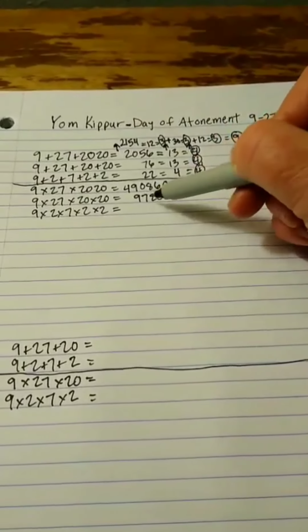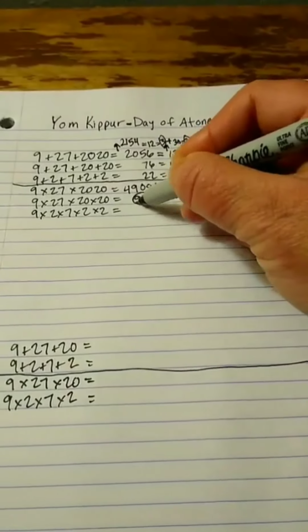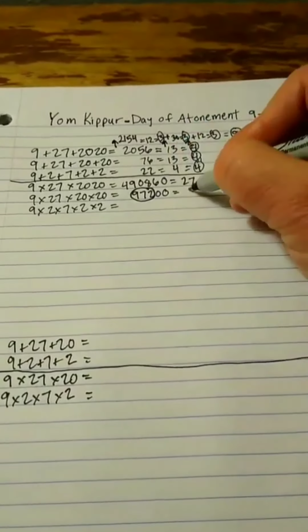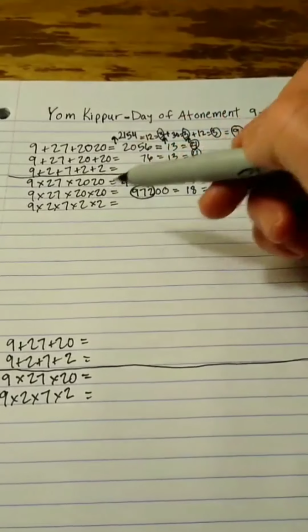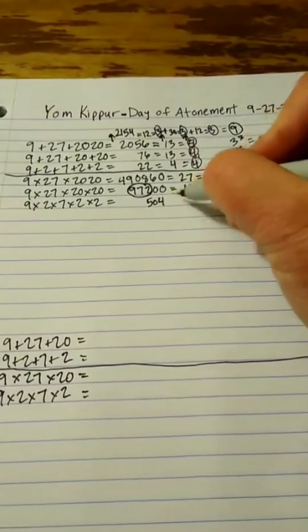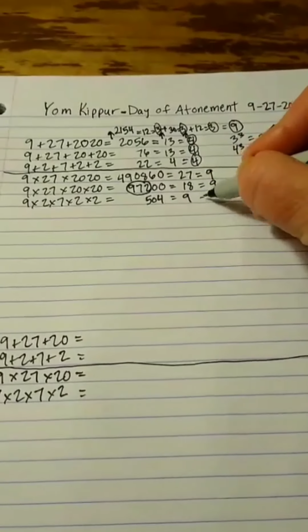And so 927, do you see that? I'm just going to circle that because that's our date, 927, just in a different order. See that? But that equals 18, which equals 9. Okay, and then we have 9 times 2 times 7 times 2 times 2, which equals 504. And guess what that equals? 9. See? And we'll just carry that over to 9.